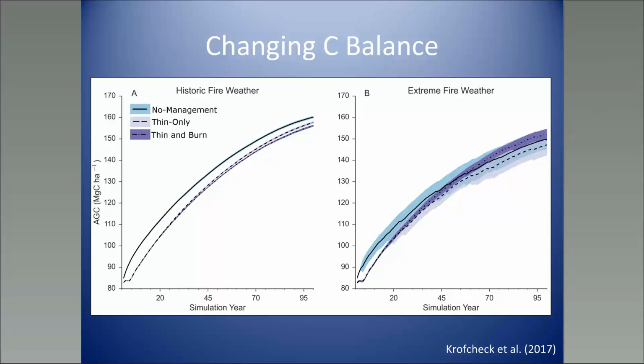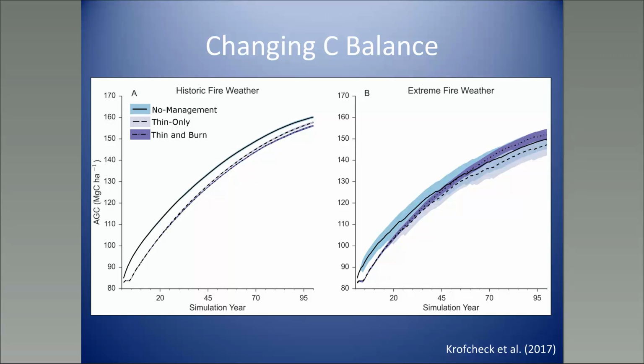So when we run these simulations where the only thing that differs between the historic and extreme fire weather is that fire weather distribution, we see quite an increase in variability of total ecosystem carbon. Under historic fire weather conditions, we've got means and 95% confidence intervals, which are pretty tight around the means. When we add the extreme fire weather, there's a lot more variability between fire events, and the confidence intervals get much wider, particularly under the no management and thin only scenarios.